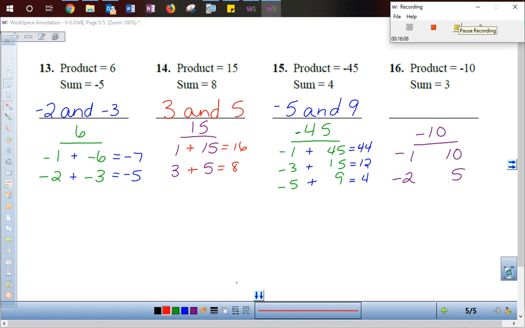Hopefully when you listed out the factors of negative 10, you got 1 and 10, 2 and 5, and the left side needs to be negative. Now when I add negative 1 and 10 together, I get 9, and negative 2 and 5 together, I get 3. So the two factors are negative 2 and 5.